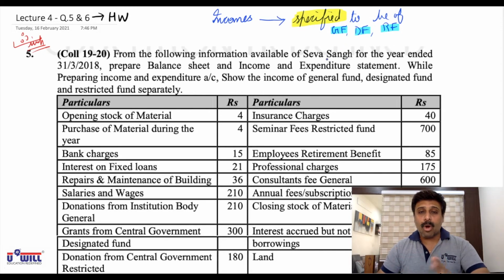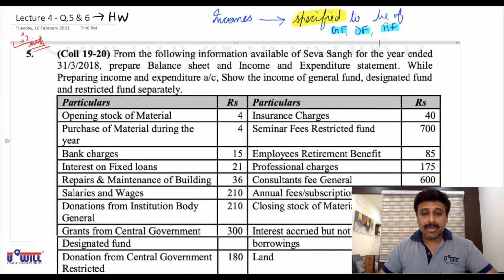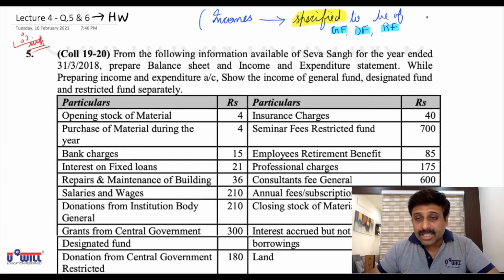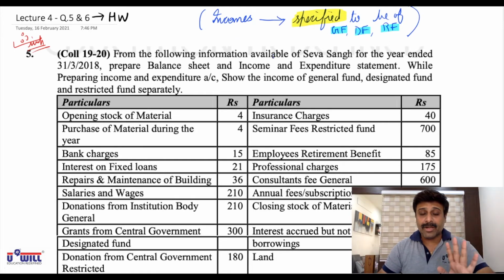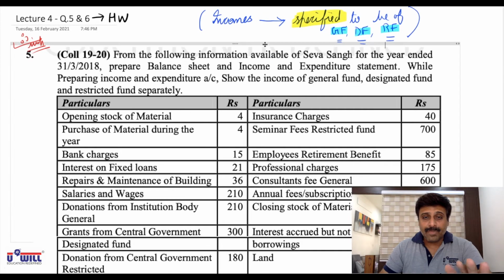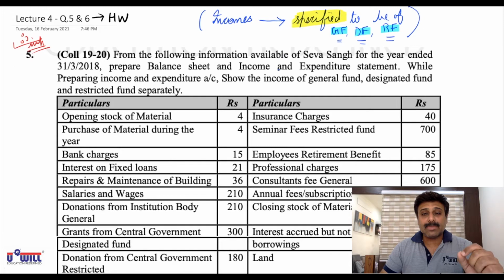Or else, for all other questions of this chapter, we make the income and expenditure statement in normal order with 2 columns. This columnar form will be required only when incomes and expenses are not related to any fund in general, but the income received is related specifically to general fund, designated fund or restricted fund. You'll understand from this question. So in question 5, we are going to make the income and expenditure statement in columnar form.